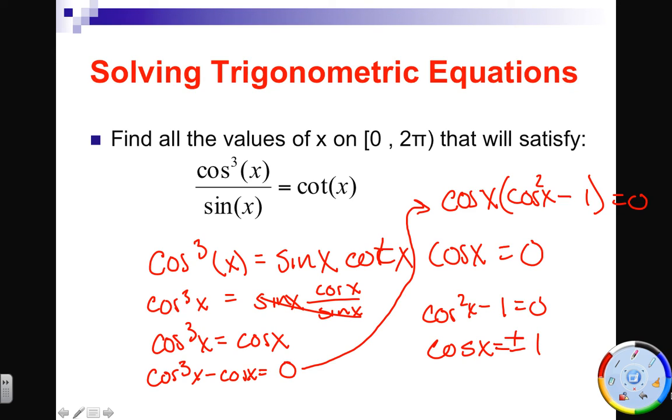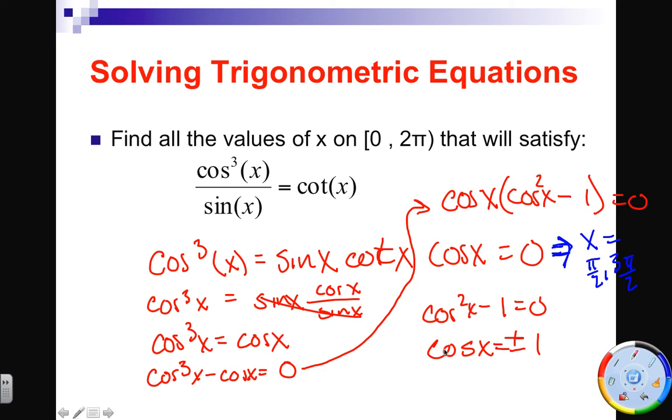Now, here's the thing. You don't want just what is cosine. You want to know what is x. Okay, if I look at my circle, cosine is 0 at, okay, this implies, by the way, an equal with an arrow implies that x is equal to pi halves and 3 pi halves. That's where cosine is 0.